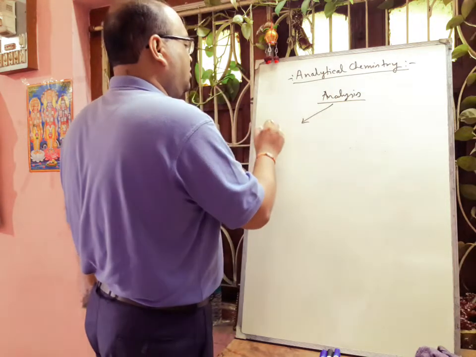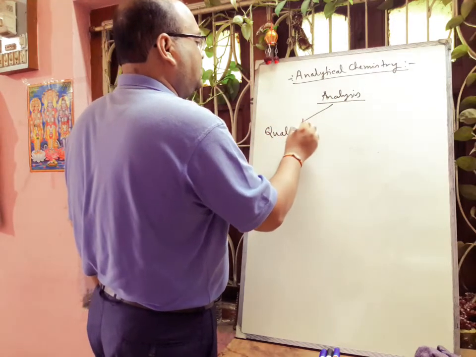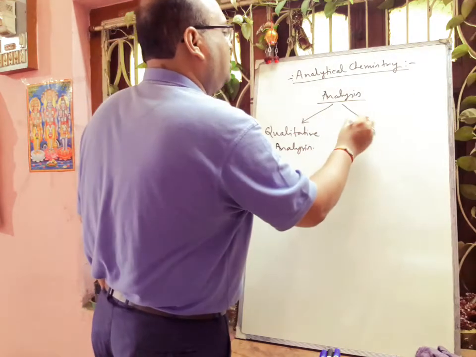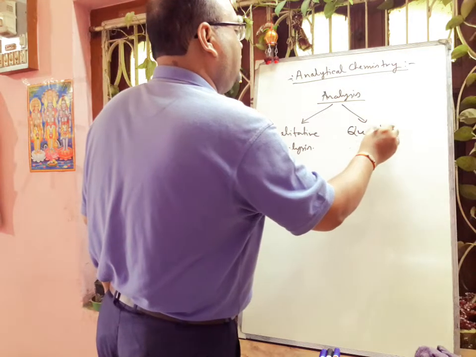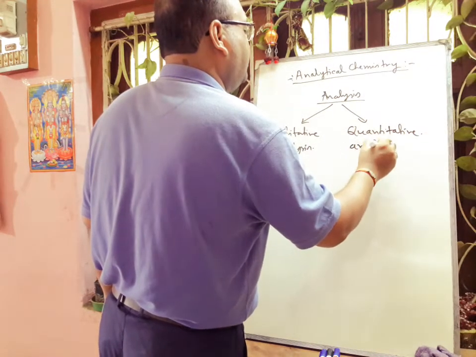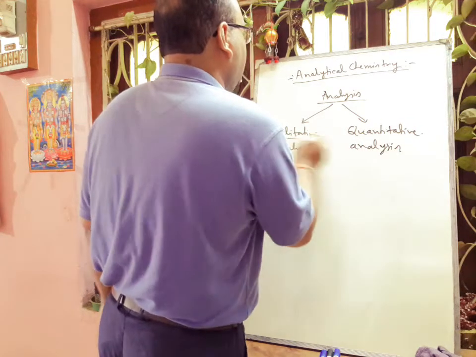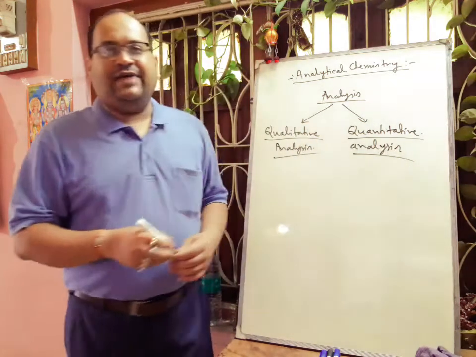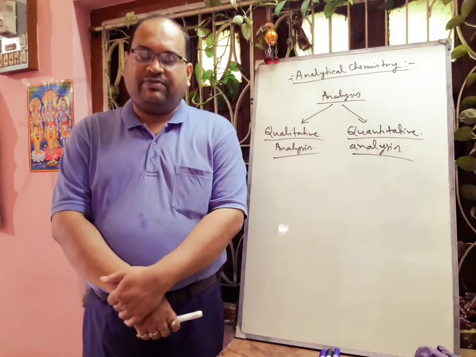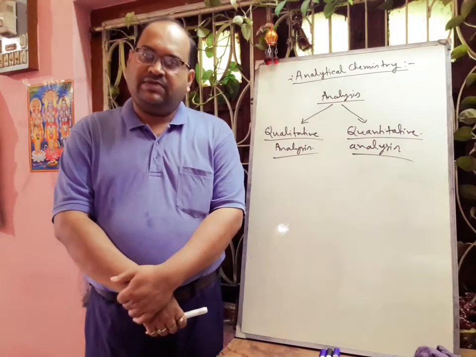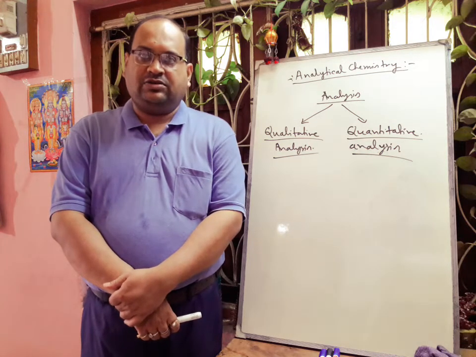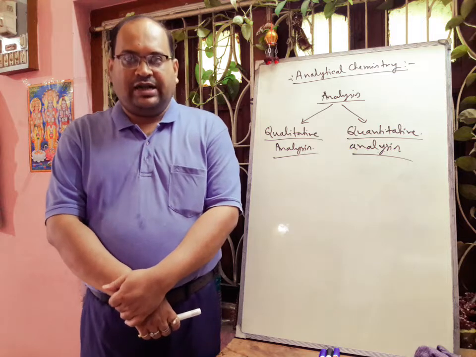One is called qualitative analysis, another is called quantitative analysis. In case of qualitative analysis, we try to detect the elements or ions present. Suppose in water, different types of ions may be present. There may be sodium, potassium, or a little bit of arsenic also. So that is called qualitative analysis.